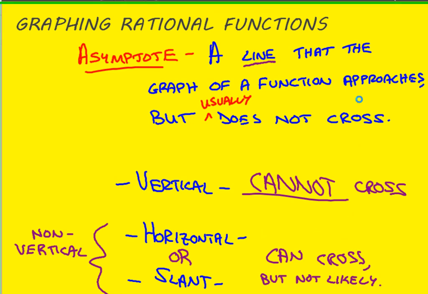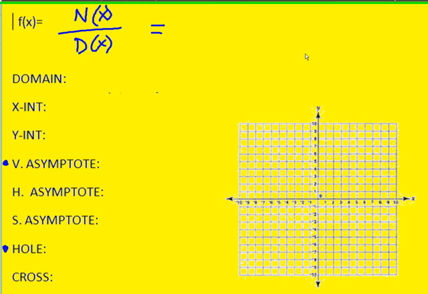So now that we have a definition of asymptotes, here's what I want you to look at. This file is up on Google Classroom as well. You're going to be using this as your guideline for graphing these functions throughout the entirety of this section. So first off, we're going to be given a function, and that function is going to be some numerator, which I'm calling n, divided by some denominator, which I'm calling d.